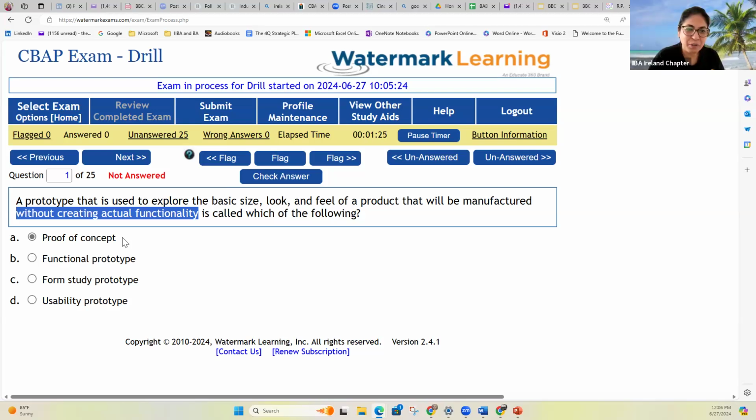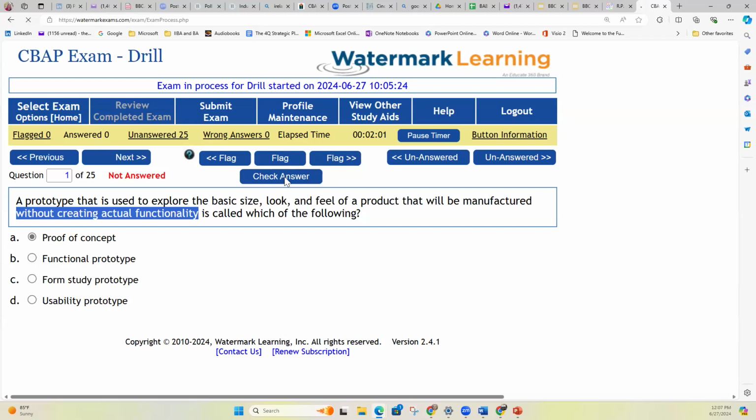I am actually confused between A and D. Usability prototype. But I don't go with B because it said without functionality, and B is functional. D is usability prototype. It's going to explore the basic size, look, and feel. I go with A. Okay, I've got 2 A votes.